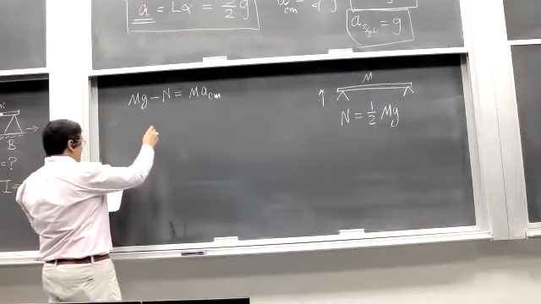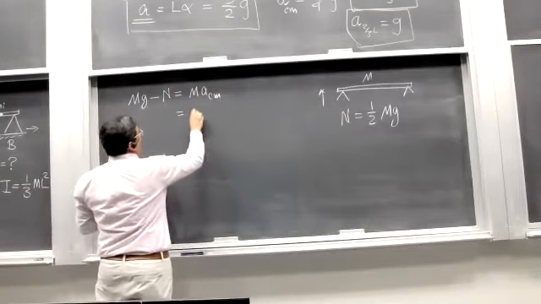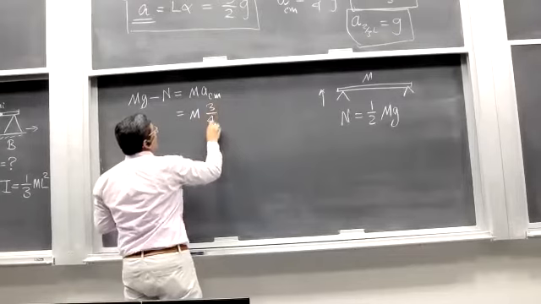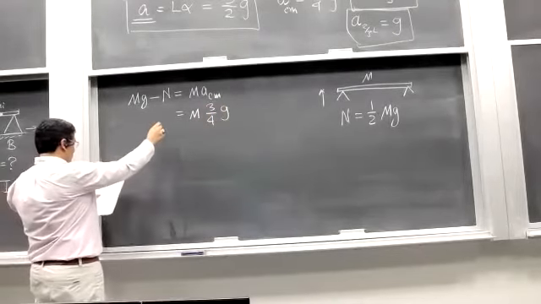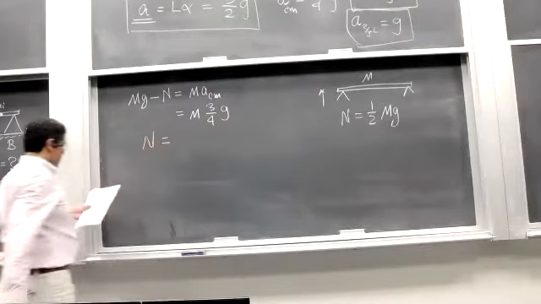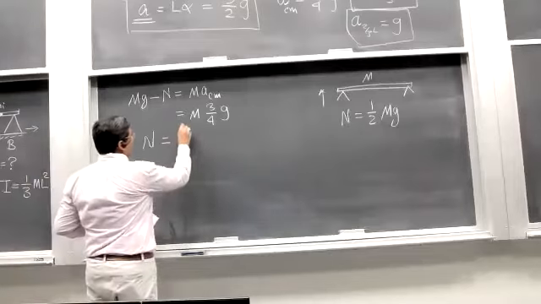Now let's plug in the value of a_CM, which is 3/4 g. If you simplify and solve it for N, what is the answer? Quickly. 1/4 mg. 1/4 mg. Very good.